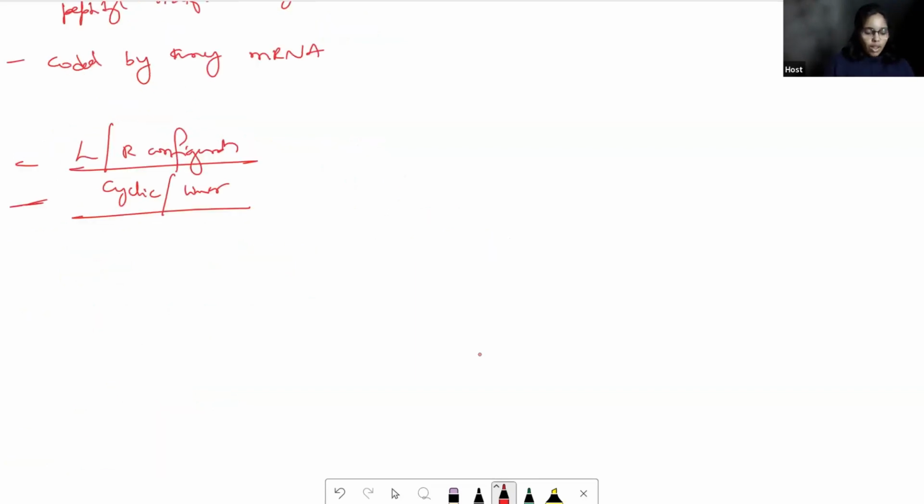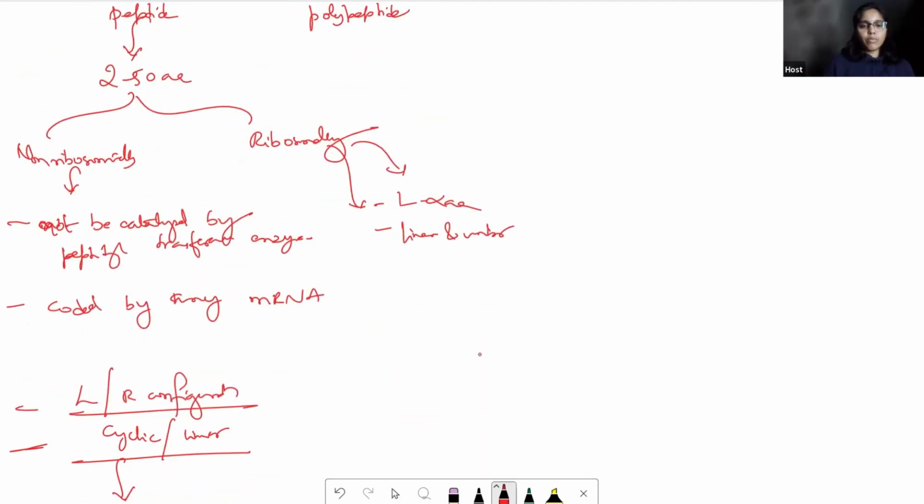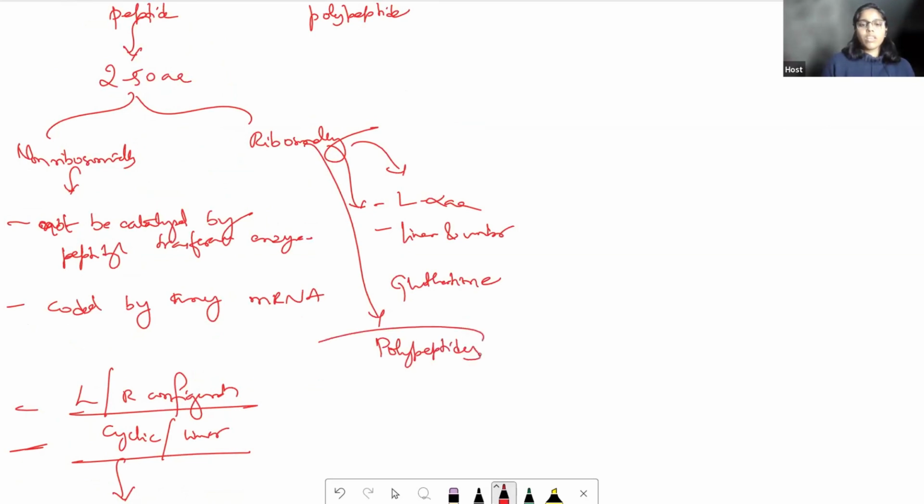Examples of non-ribosomically formed peptides would be gramicidin and tyrocidine. These two are antibiotics. Ribosomically formed peptides would be glutathione, which is a short peptide. And polypeptides are only ribosomically produced. Polypeptides can't be produced non-ribosomically.